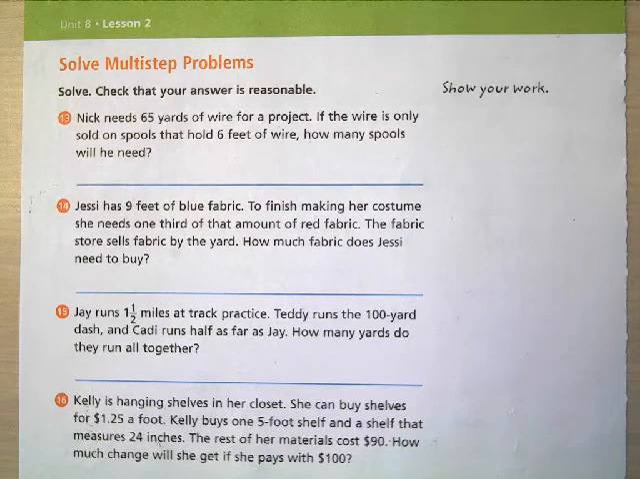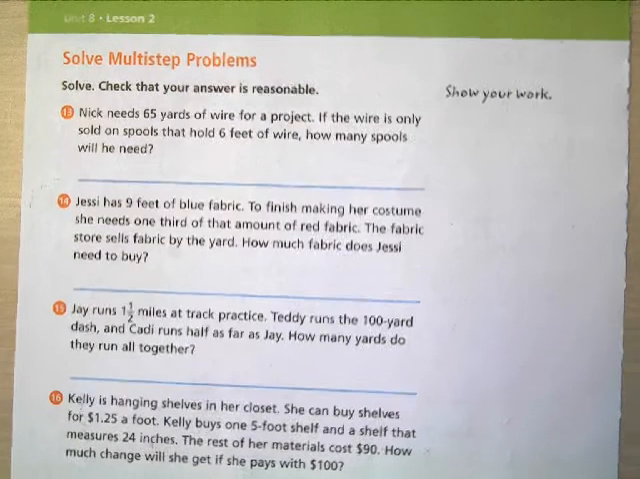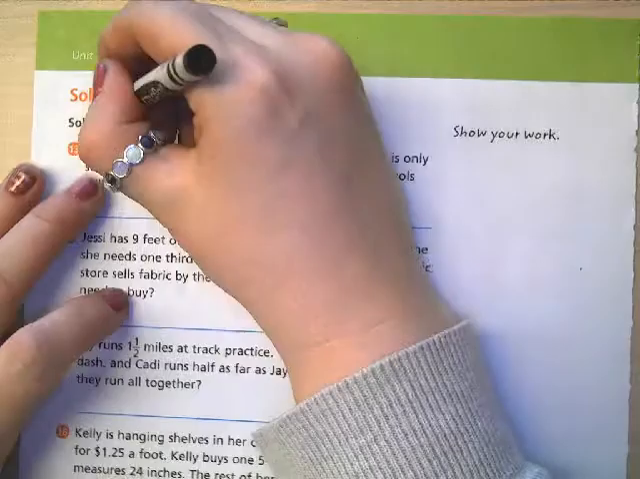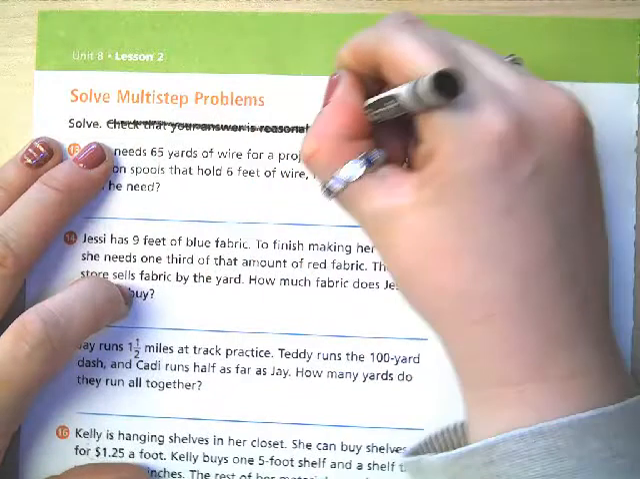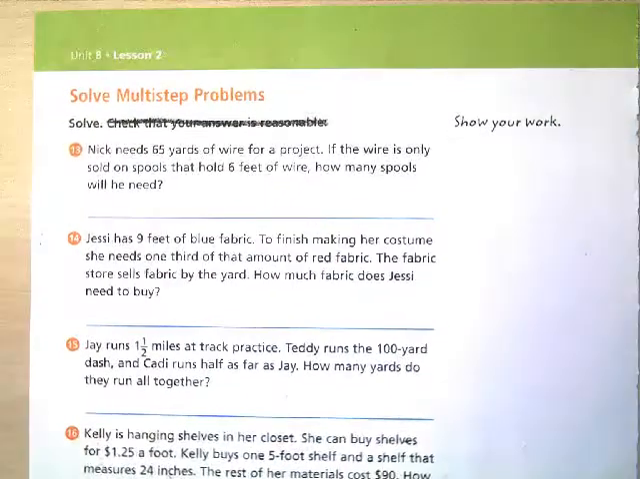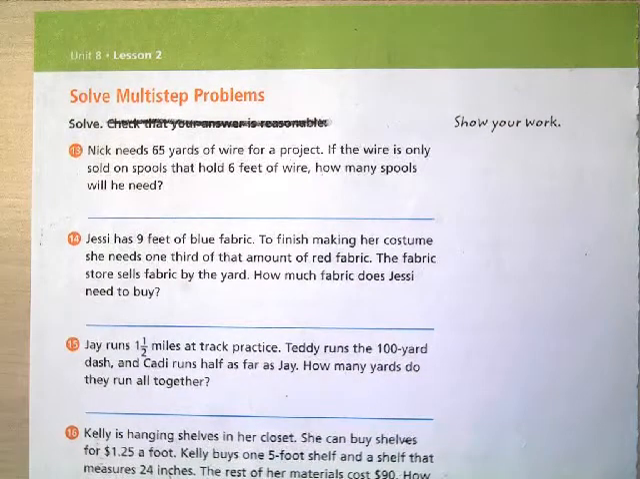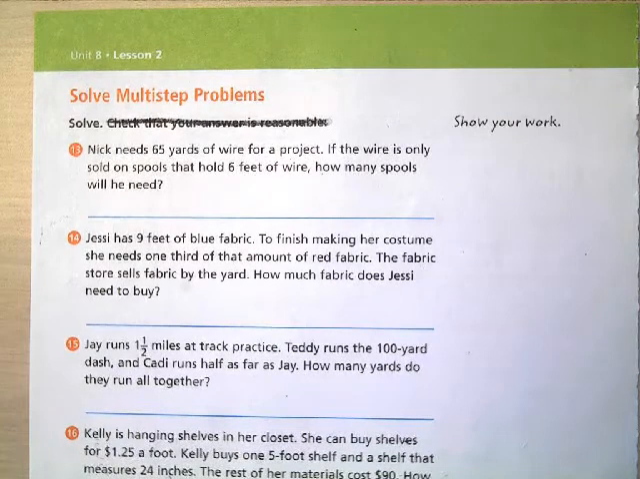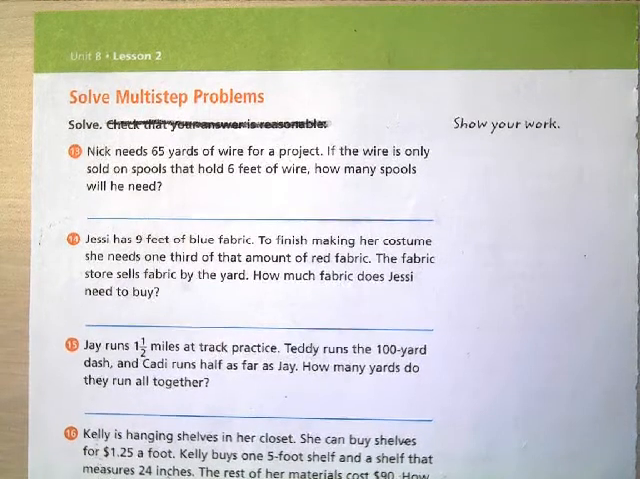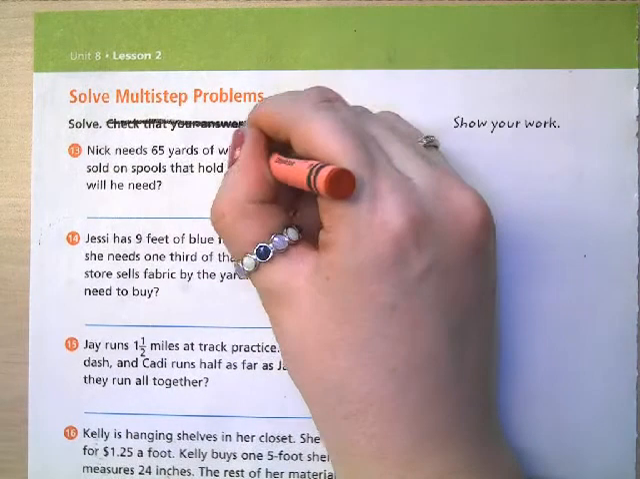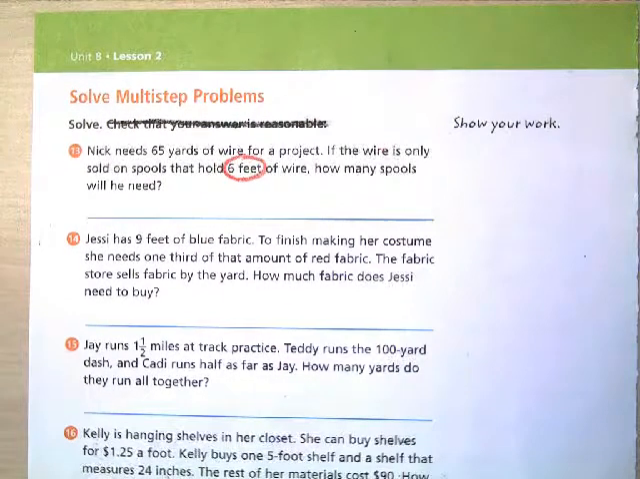Number 13 says, Nick needs 65 yards of wire for a project. If the wire is only sold on spools that hold 6 feet of wire, how many spools will he need? All we're going to be doing is solving these problems. In fact, I want you to cross-check that your answer is reasonable. We're not going to use multiplication. We're just going to solve them and make sure they make sense. So let me read it again. Nick needs 65 yards of wire for a project. If the wire is only sold on spools that hold 6 feet of wire, how many spools will he need?